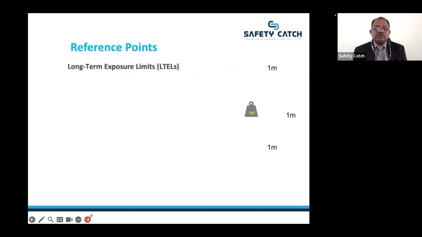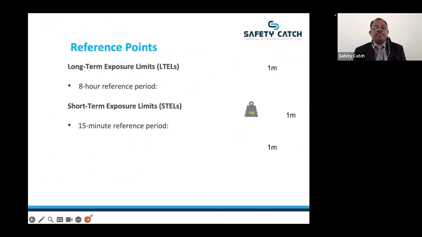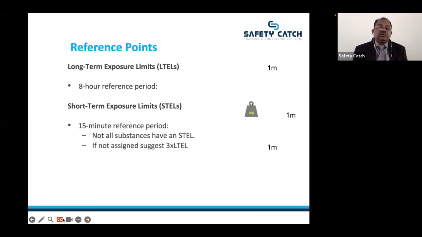Long-term exposure limits are based on an 8-hour reference period. Short-term exposure limits are based on a 15-minute reference period. And one thing is there, all chemicals will not have STEL. Only a few chemicals will have STEL. Most of the chemicals have LTEL. Suppose for X chemical, only the LTEL is there. Suppose they are saying LTEL is 30 ppm. Now, what is ppm? I will come to that.